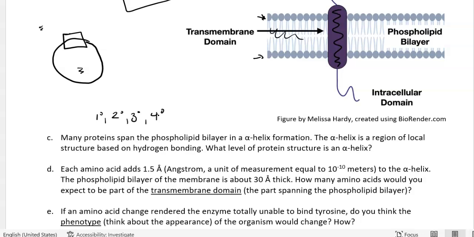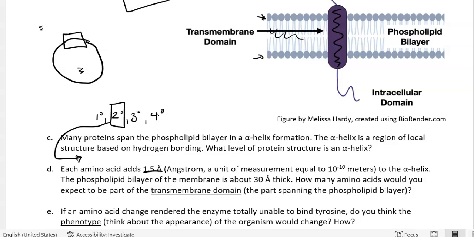The alpha helix is a region of local structure based on hydrogen bonding. What level of protein structure is alpha helix? It is secondary. That's where we have our hydrogen bonding, and it's local folding.